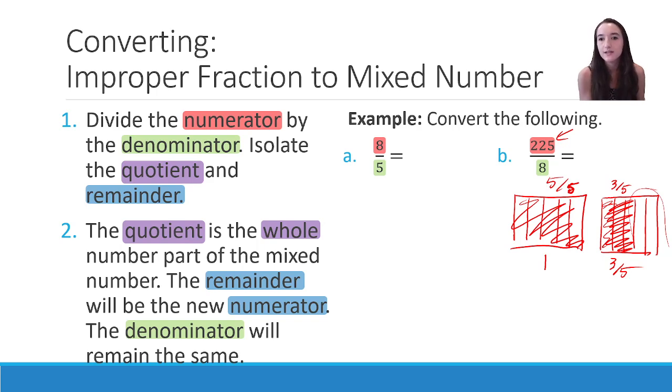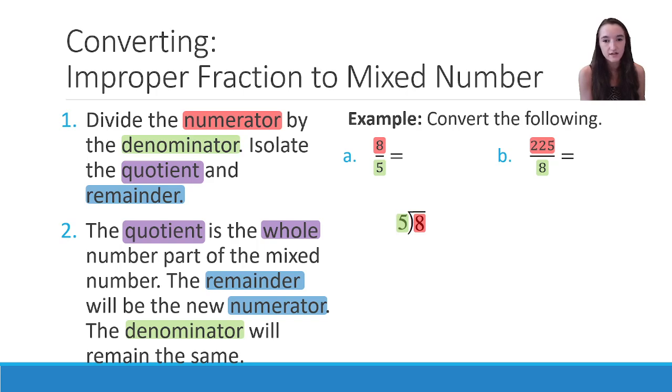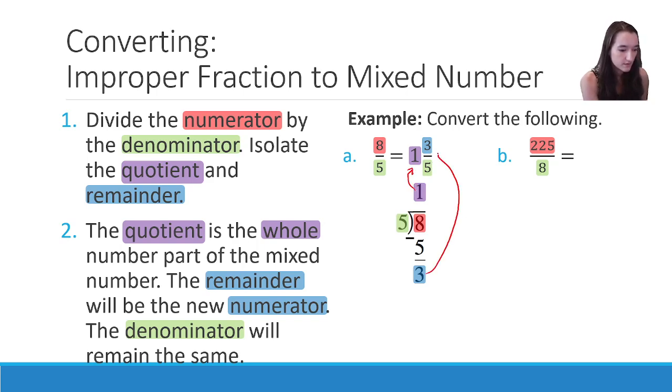So let's see how we would get that using arithmetic. So I take 8 and I divide by 5. 8 divided by 5 is 1, right? And I subtract off 5. Right, and we're doing long division here, so I subtract that 5, I'm going to get 3. 3 is my remainder. So I get 1 and 3 fifths, right? So this number becomes the whole number. This number becomes the numerator of the fraction part.